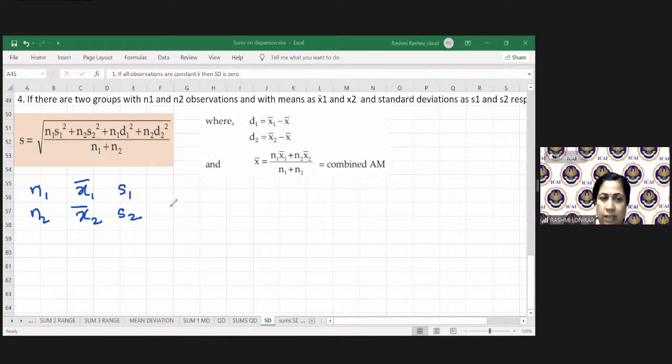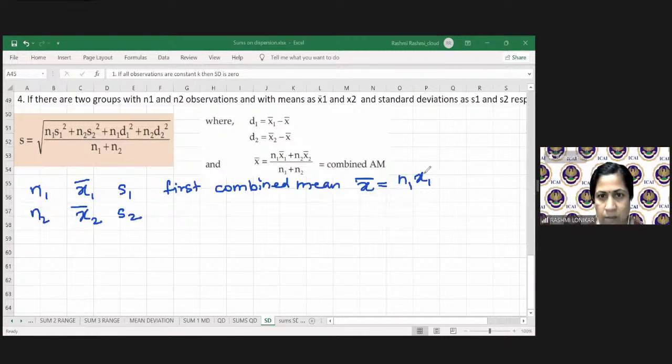So if I have this, I have to first find the combined mean. What is the formula for the combined mean? Remember, last time we talked, x bar is equal to n1 into x1 bar plus n2 into x2 bar upon n1 plus n2.